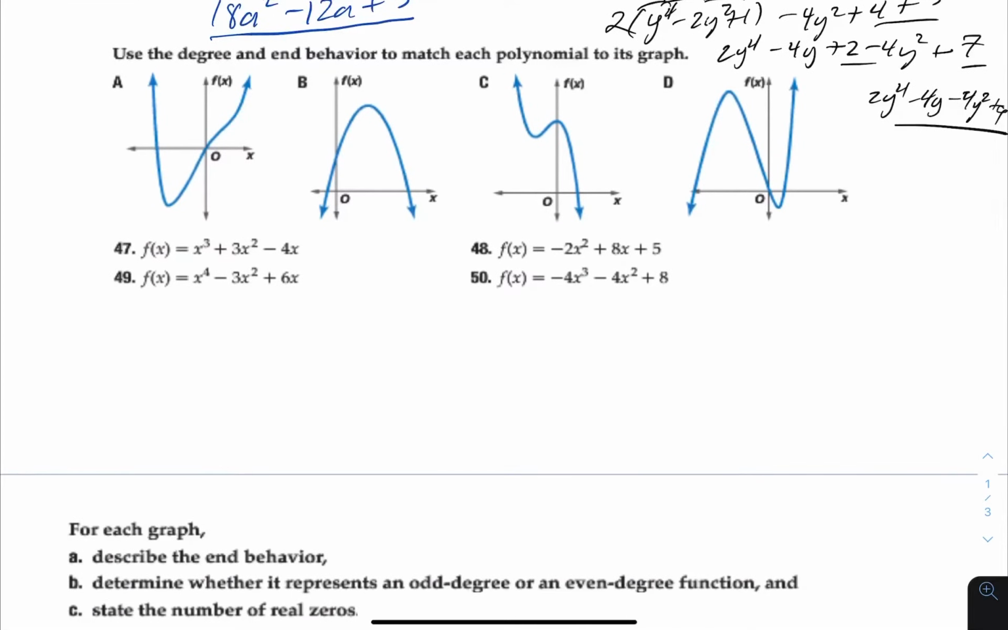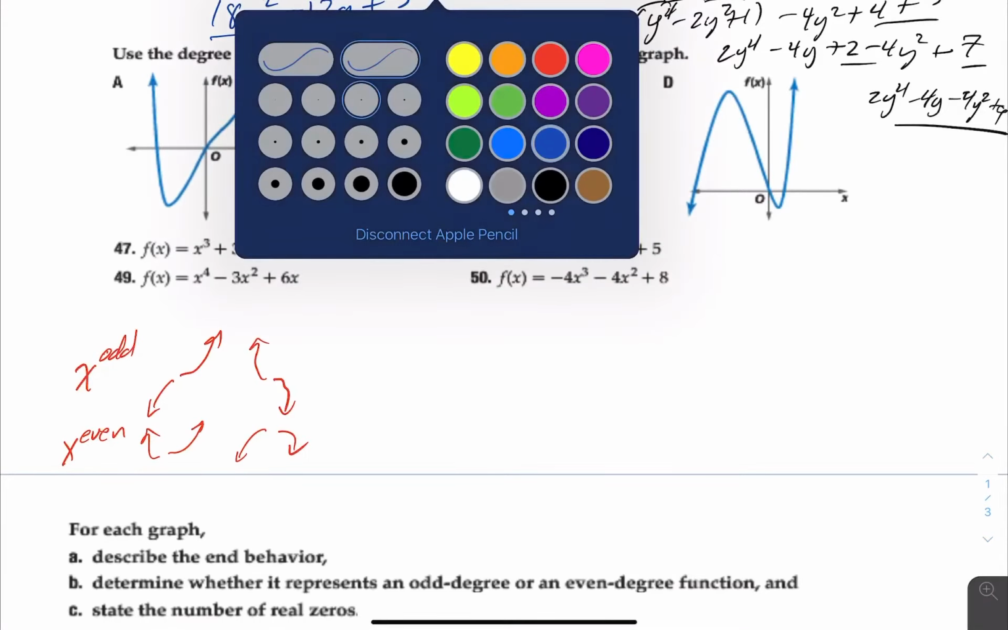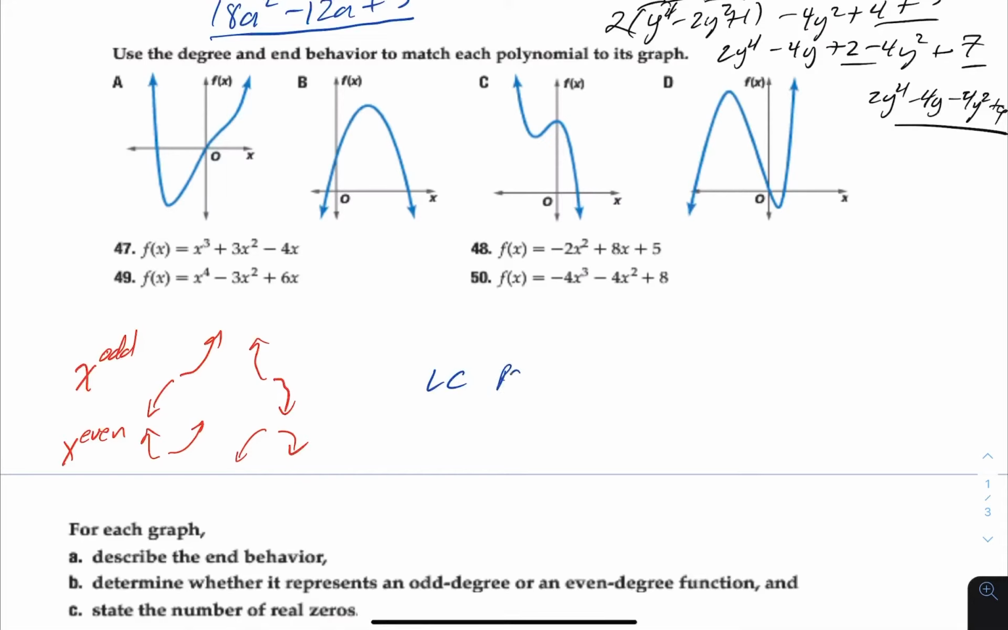Next one, it wants us to match these now. So this is a little easier. This is probably one of the easier questions. If your leading term has an odd power, an odd degree, then your graph should switch sides, so something like this or something like this. If it's an even degree, it's on the same side, so something like this or like this. And then the leading coefficient: if it's positive, then you end on the top right. If the leading coefficient is negative, it's on the bottom right.